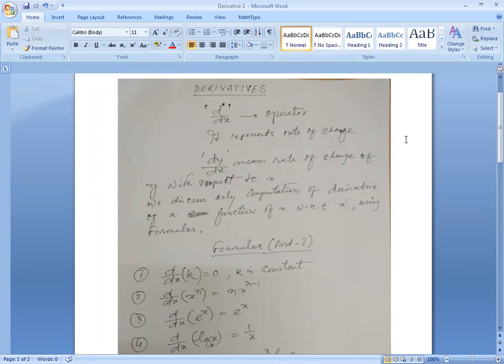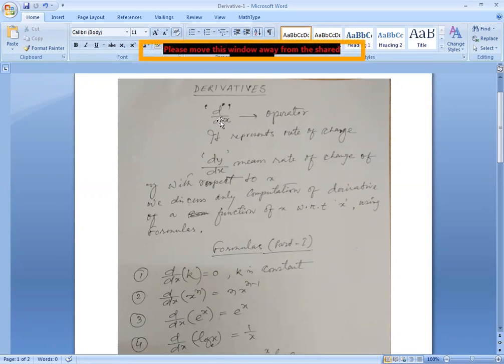So today we're going to discuss derivatives. Most of the students here are already familiar with the term derivatives or differentiation. Differentiation is just to find the rate of change of one variable with respect to another variable. And it is mathematically symbolized as d/dx.